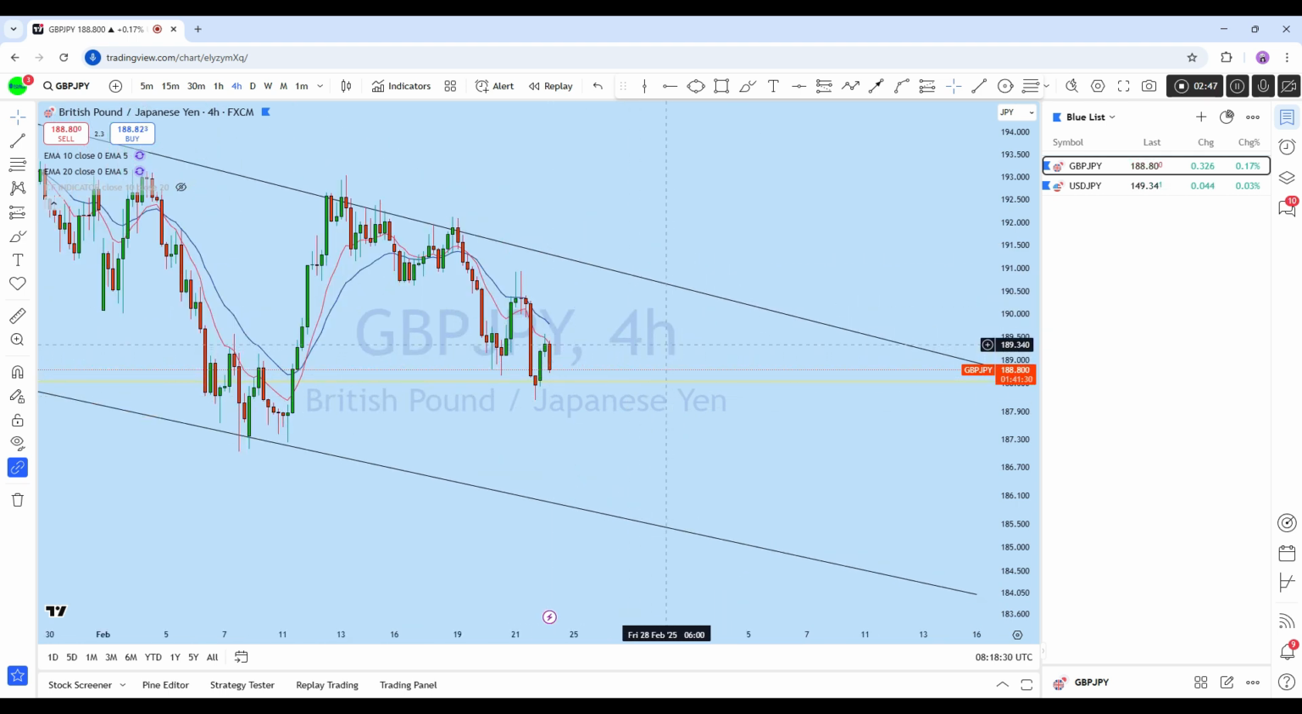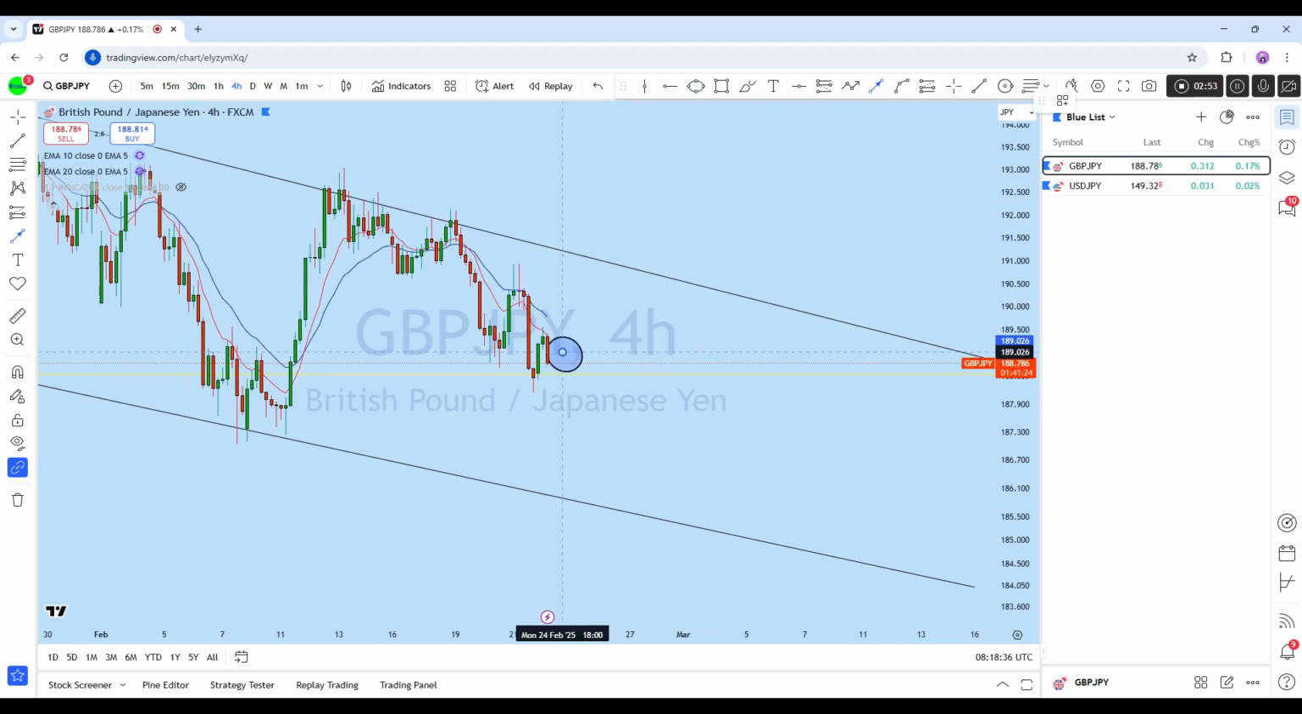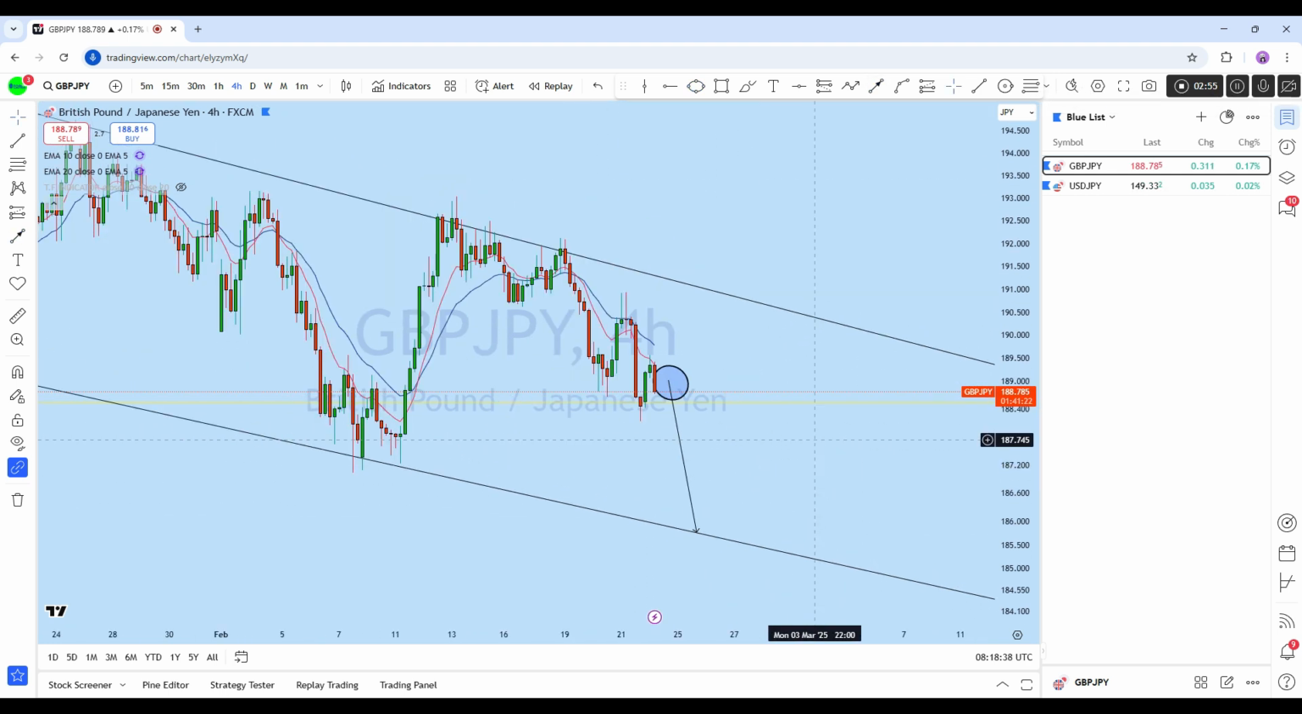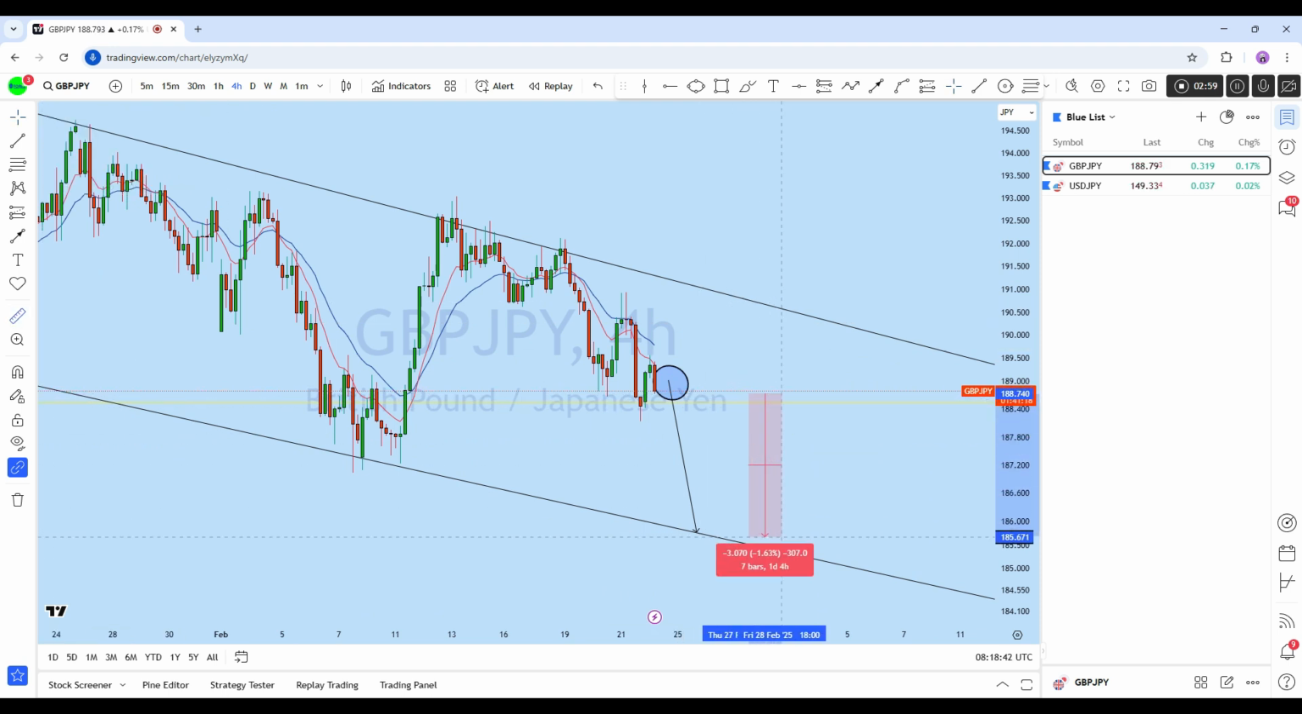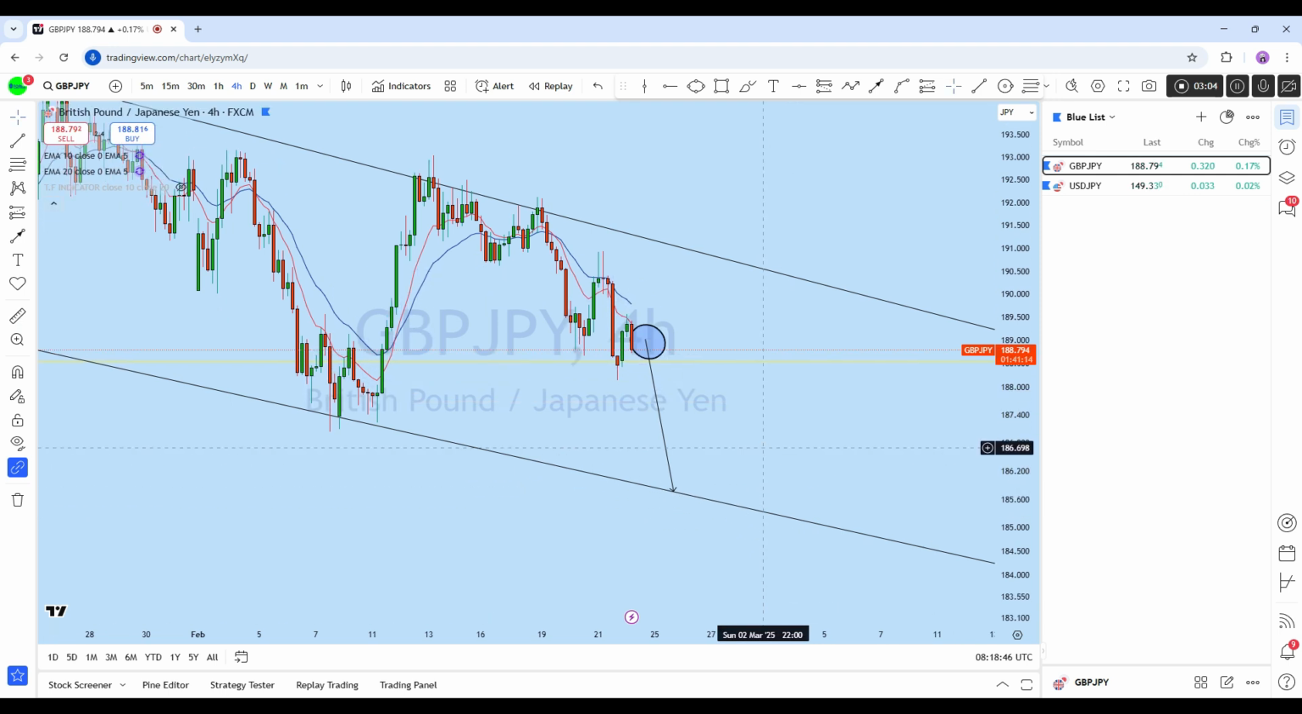So this is the 4-hour time frame, expecting this market to potentially drop to that support level for this potential move, and as soon as we find a suitable entry according to the price action confirmation, we can look at potentially selling this instrument for almost 300 pips. Let's see how far we can take it once we see the price action confirmation.